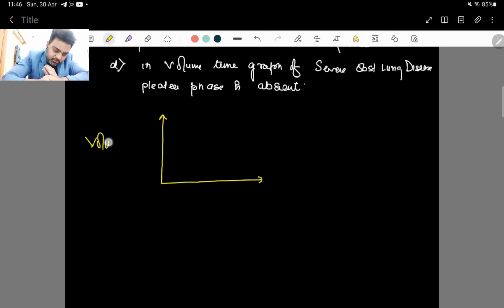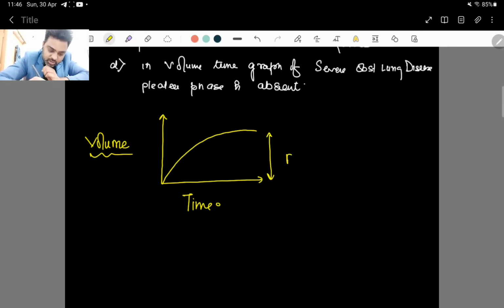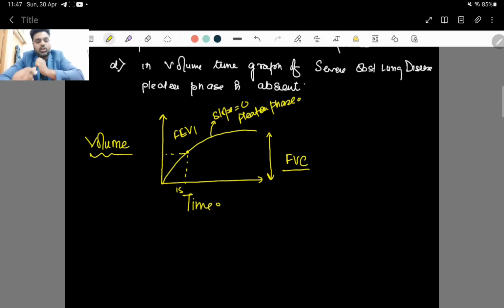On the y-axis, we plot the volume which is expired by the patient, and on the x-axis we plot the time, and we get a graph like this. And this volume which the patient expired totally, this is known as FVC, that is forced vital capacity. And in the first second, the volume that is expired is the FEV1. This is the first second, and the area from where the slope becomes zero, this is known as the plateau phase. So this is a normal graph.